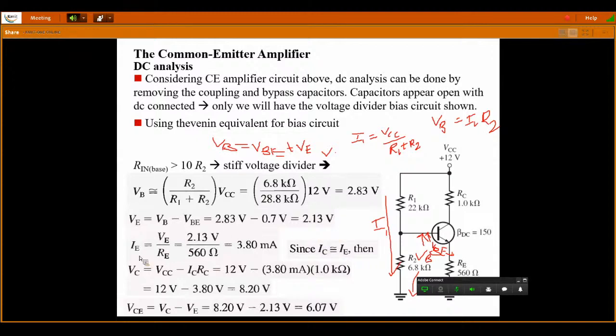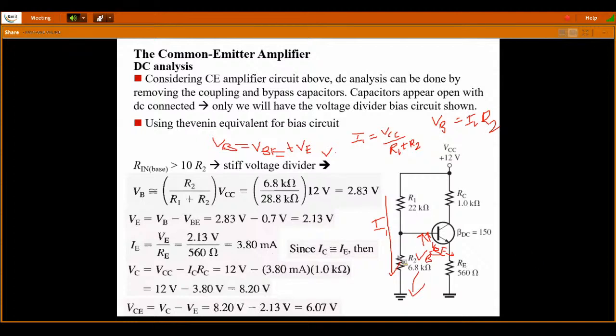Now in order to find the emitter current, let me take the ratio of VE with respect to the emitter resistor. So VE divided by RE will give you the emitter current. So 2.13 divided by the total emitter resistance of 560 ohms. Then the emitter current is equal to 3.8 milliamps.